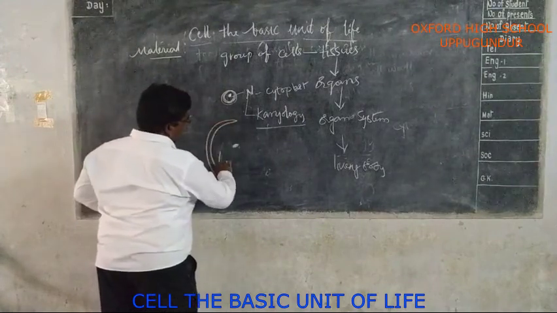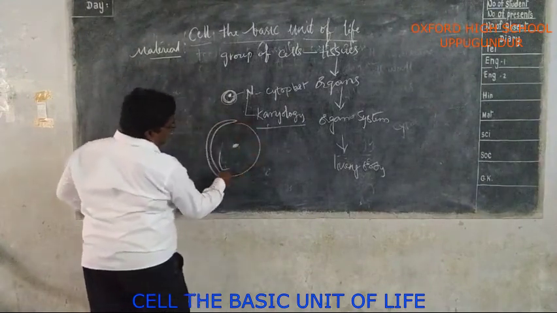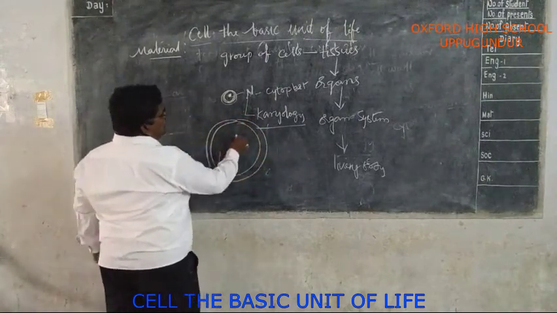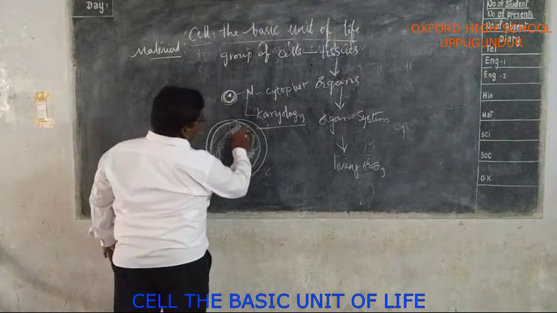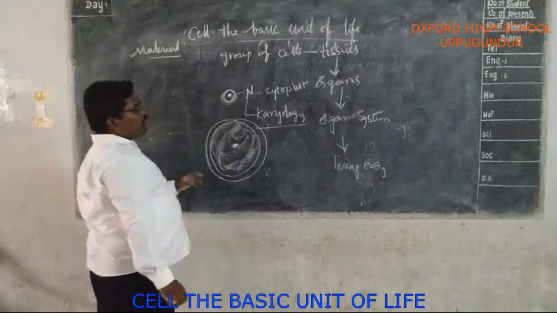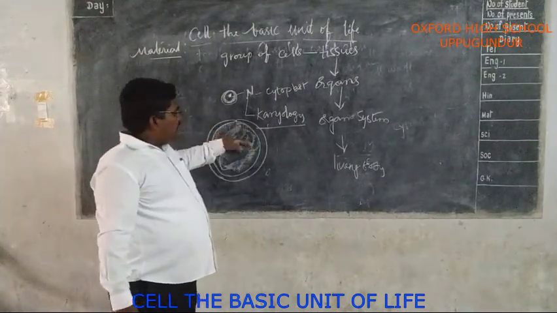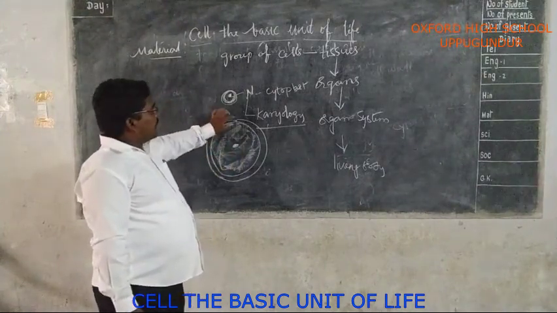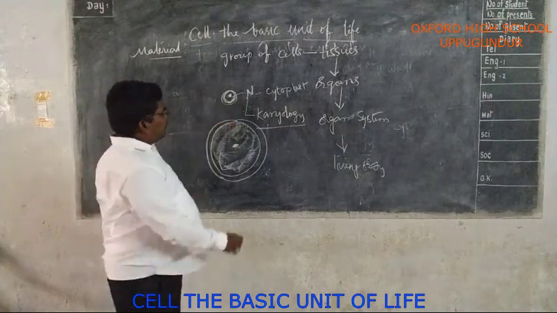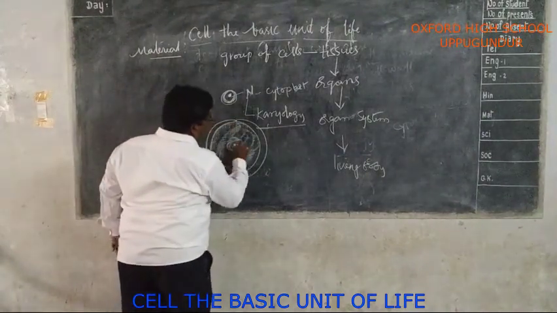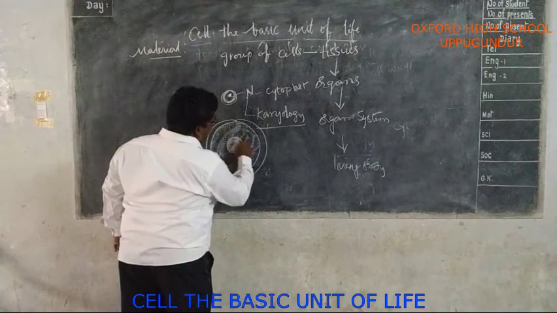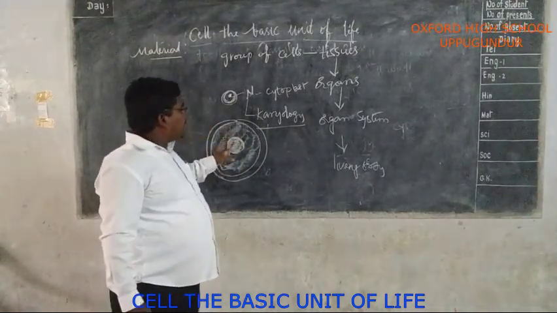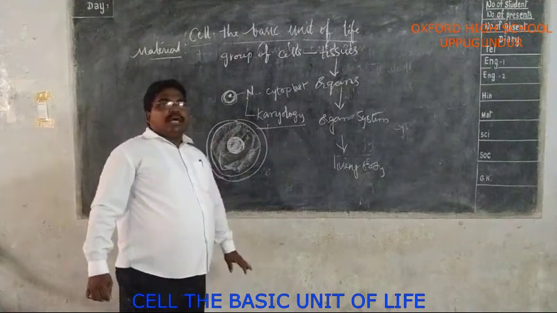The structure of the nucleus: it is surrounded by a membrane-bound structure. The nucleus is surrounded by a membrane called the nuclear membrane. Okay, so the membrane that covers the nucleus is called the nuclear membrane, which separates the nucleus from the cytoplasm.